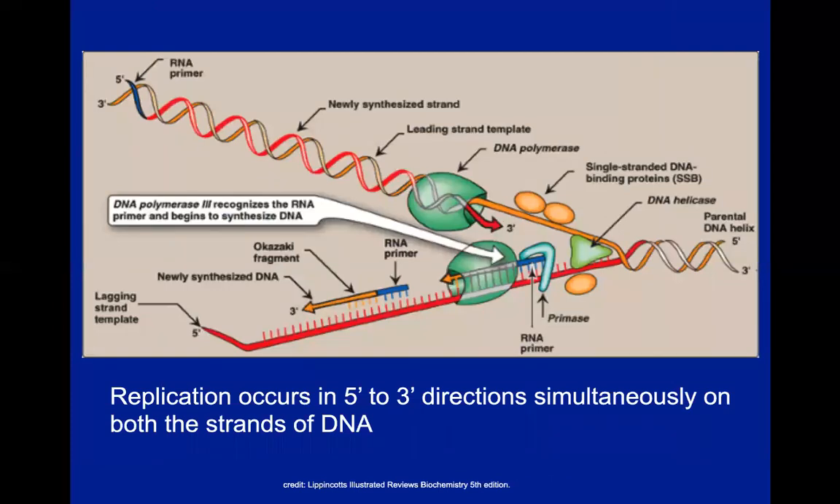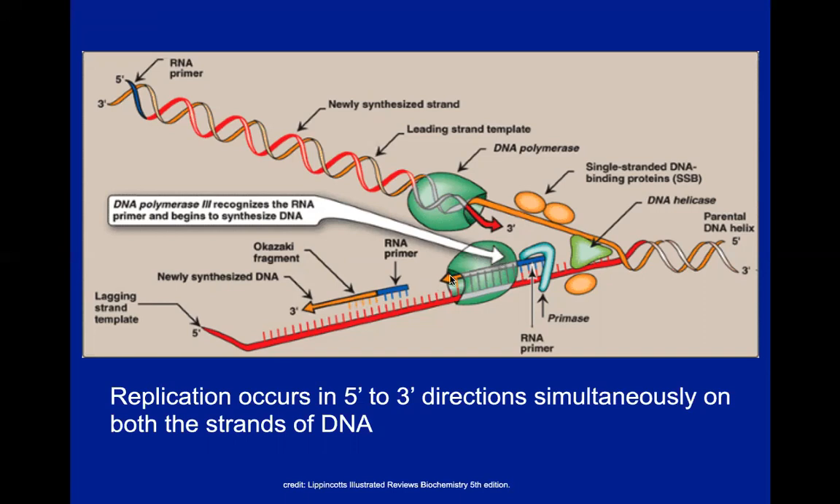So replication, I am repeatedly saying, occurs in the 5' to 3' direction simultaneously on both the strands. Here you can see this is the primase enzyme. Primer is formed. So after finishing of this fragment, another primer will be synthesized here and it is elongated. Then helicase goes on unwinding. Then another primer is formed here and it elongates. But on the leading strand, what happens? It is continuously synthesizing the strand. So this is the leading strand and this is the lagging strand.